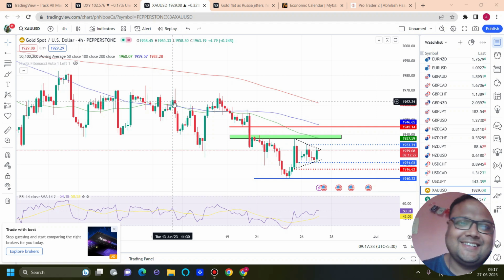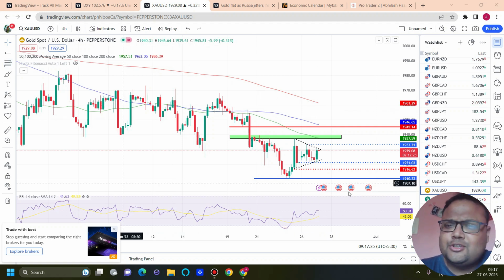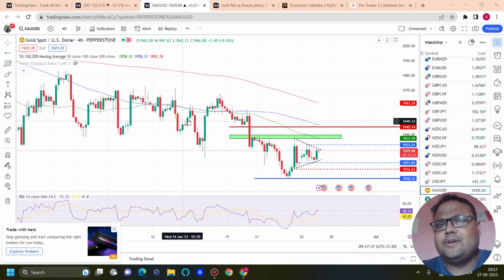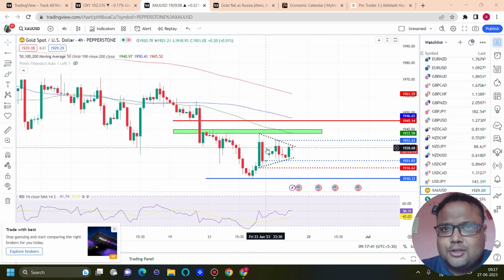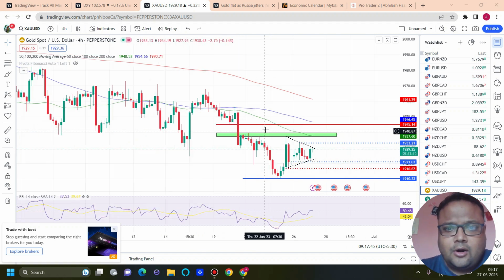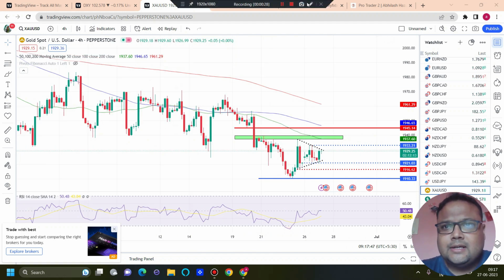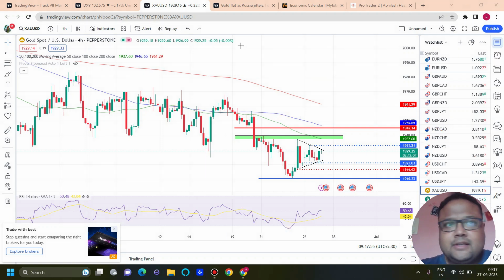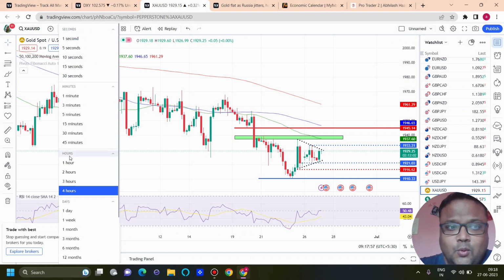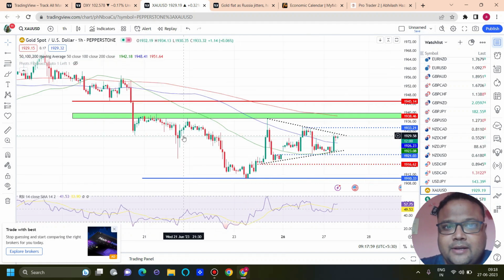So let's get started. My dear friends, this is the 4-hour chart of gold USD in front of us, and right after the market opening, we can see the market is not showing any proper move or direction. In simple words, we can see a sideways market right now. If you're unable to spot the sideways market or the range here, then you can simply switch to the 1 hour time frame and you'll get a better picture.